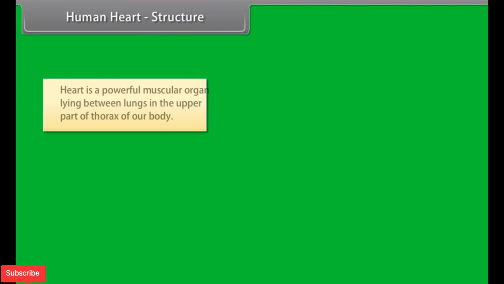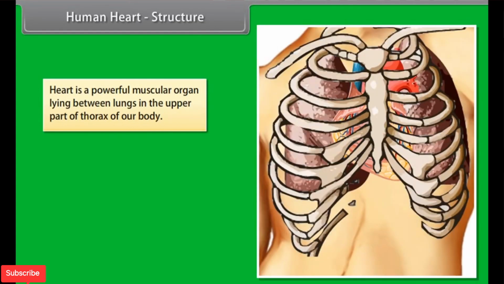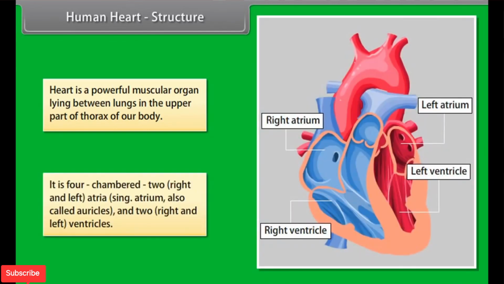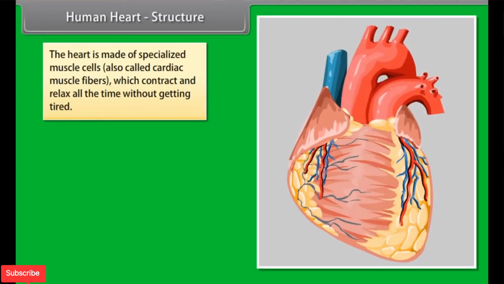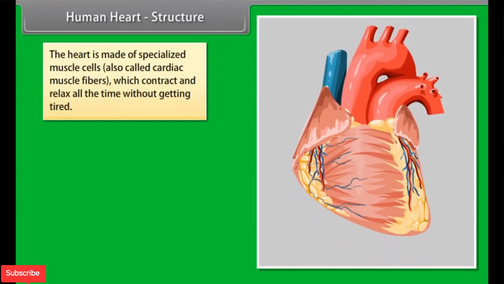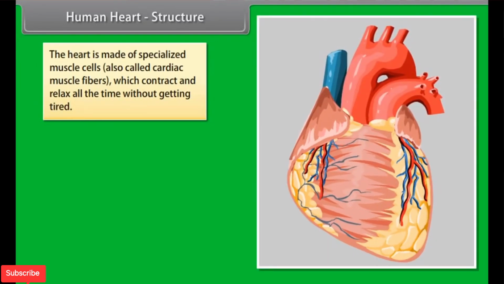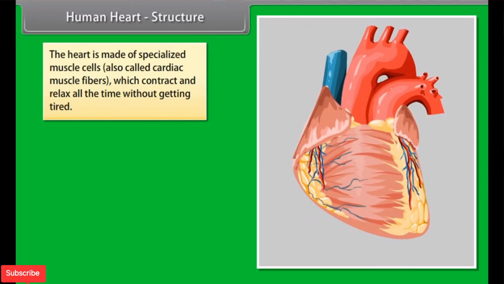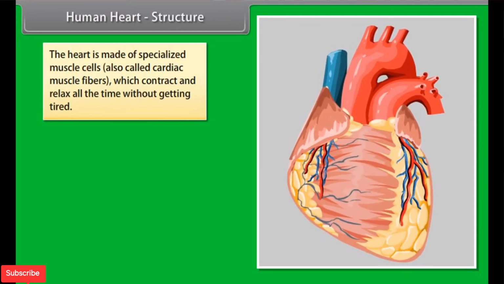Human heart. Structure. Heart is a powerful muscular organ lying between lungs in the upper part of the thorax of our body. It is four-chambered: two right and left atria, singular atrium, also called auricles, and two right and left ventricles. The heart is made of specialized muscle cells, also called cardiac muscle fibers, which contract and relax all the time without getting tired.